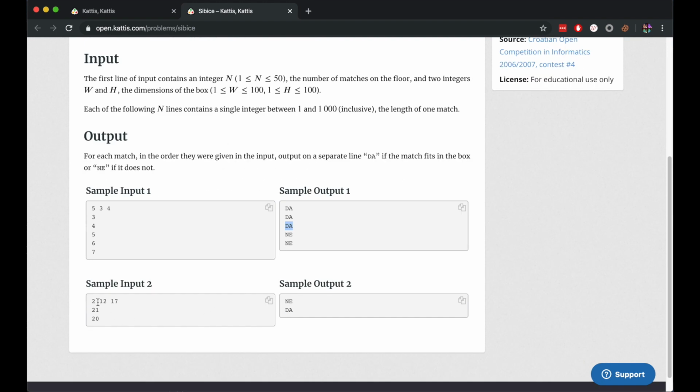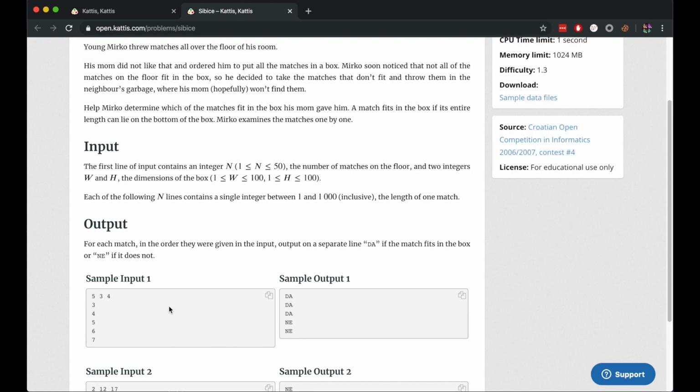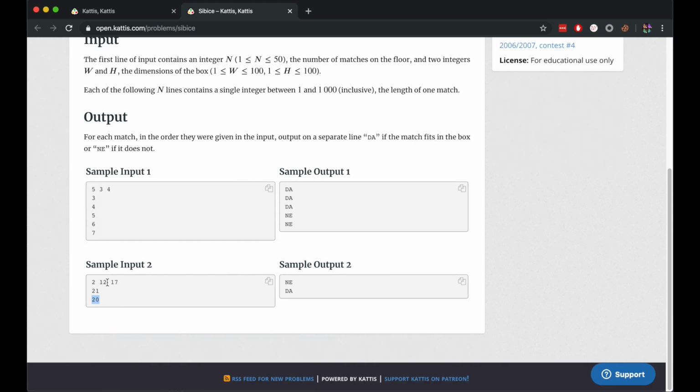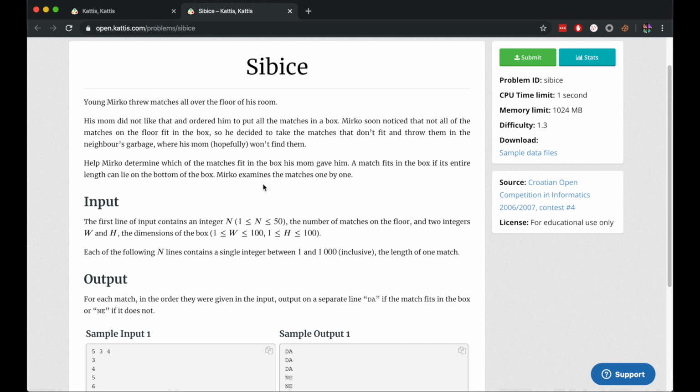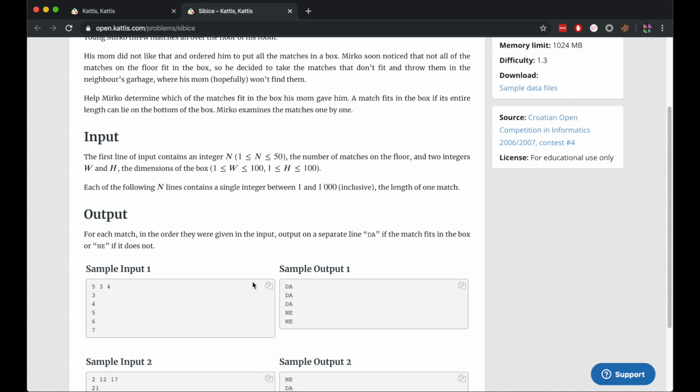Okay, let's look at this one. 17. How can this one, 20, the length of one match. I don't get it. If the height of the box is 17, how can you fit a match of size 20 in it? Okay, if its entire length can lie on the bottom of the box. Okay, so the bottom is, if this is 3 times 4, the bottom is the square root of 3 times 3 plus 4 times 4.